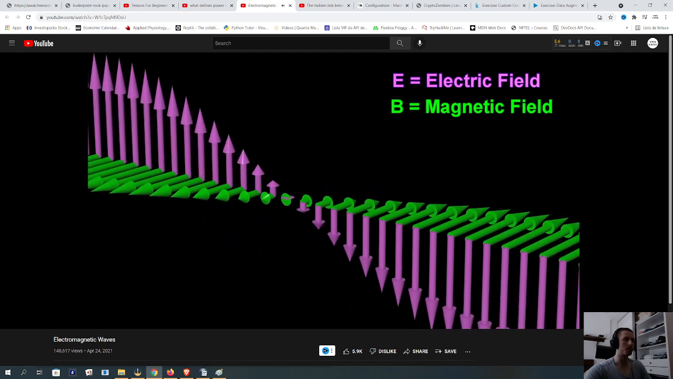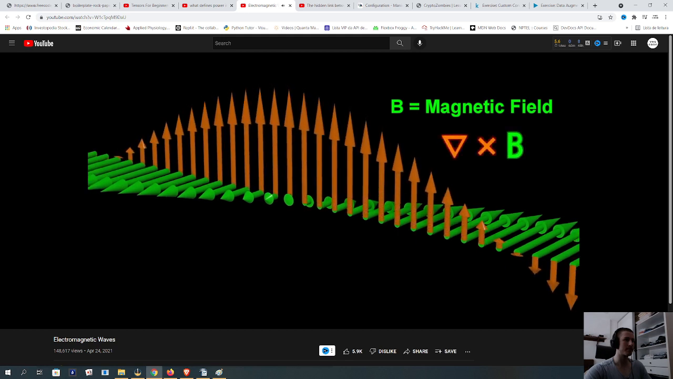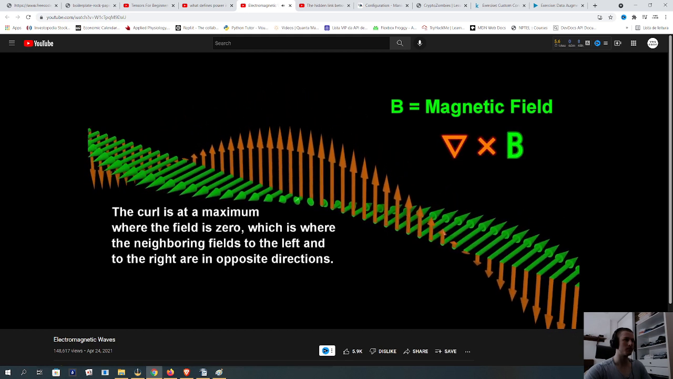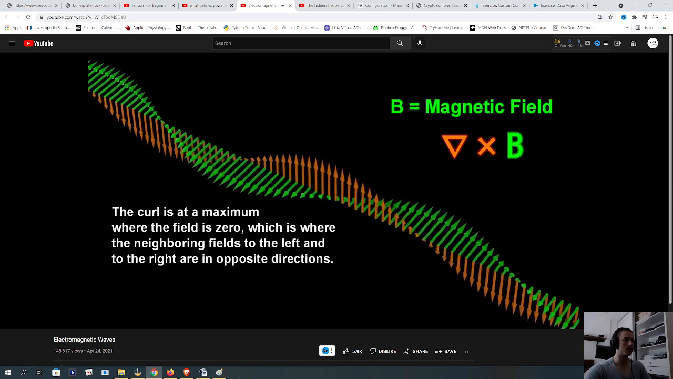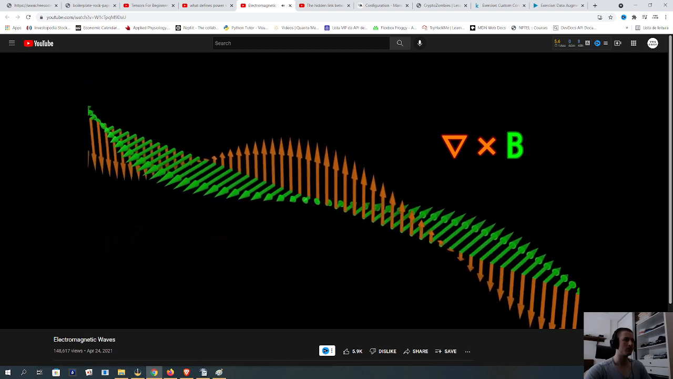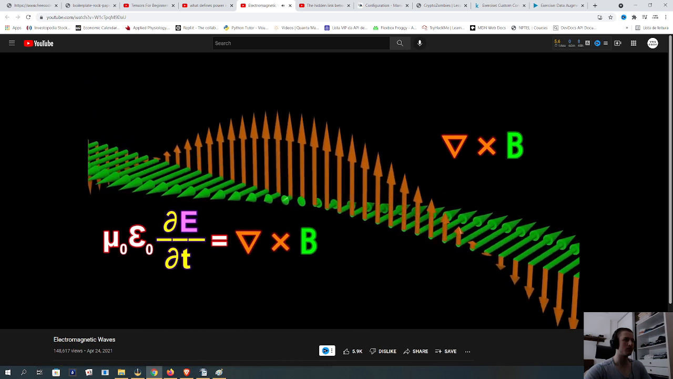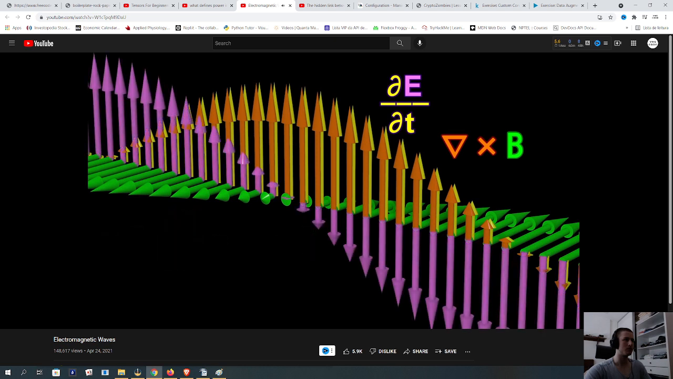Let's take our electromagnetic wave and consider just one moment in time. The curl is at a maximum where the field is 0, which is where the neighboring fields to the left and to the right are in opposite directions. The curl of the magnetic field is directly proportional to the rate at which the electric field is changing.